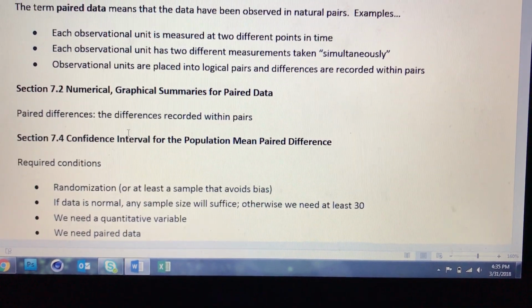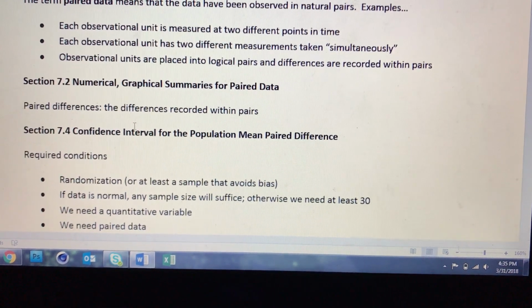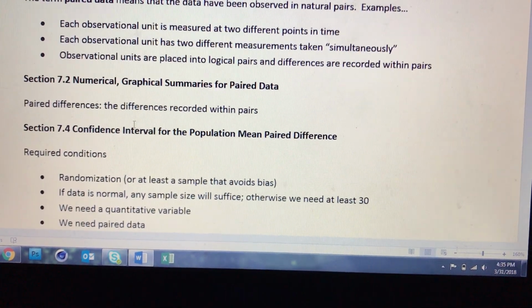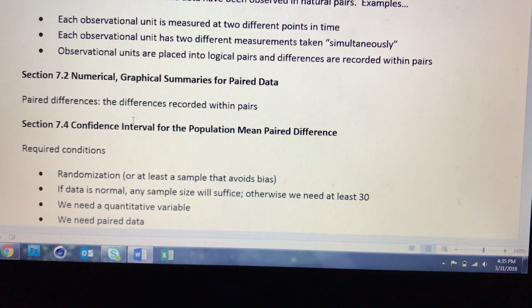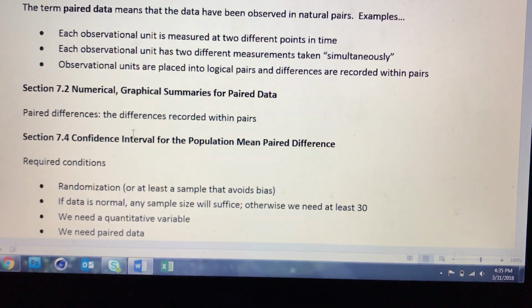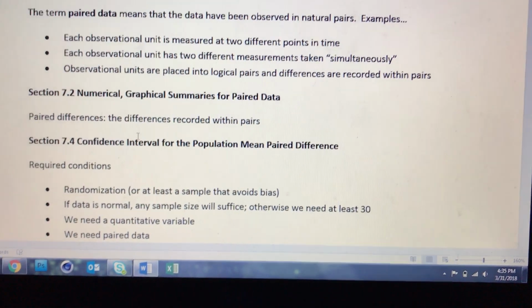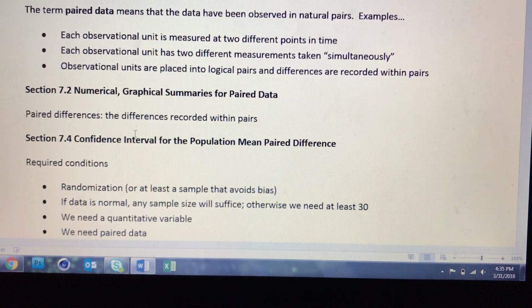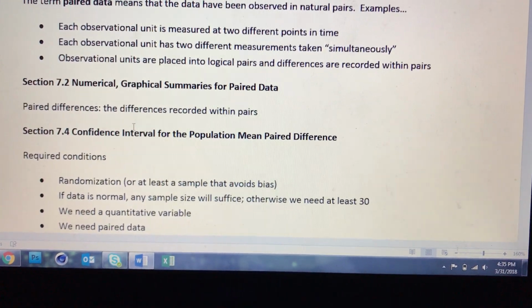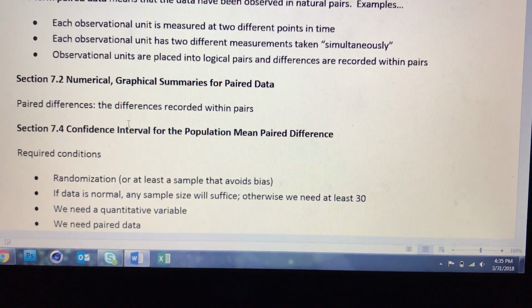So we did not care how much pig 1 or pig 2 gained. We cared if there was a difference between those two measurements. We didn't care how much pig 3 or pig 4 gained. We cared if there was a difference between those two measurements. So in all three of these types of paired data, we have two measurements, and we are talking about the difference between those two measurements. And those differences, in section 7.2, are paired differences.